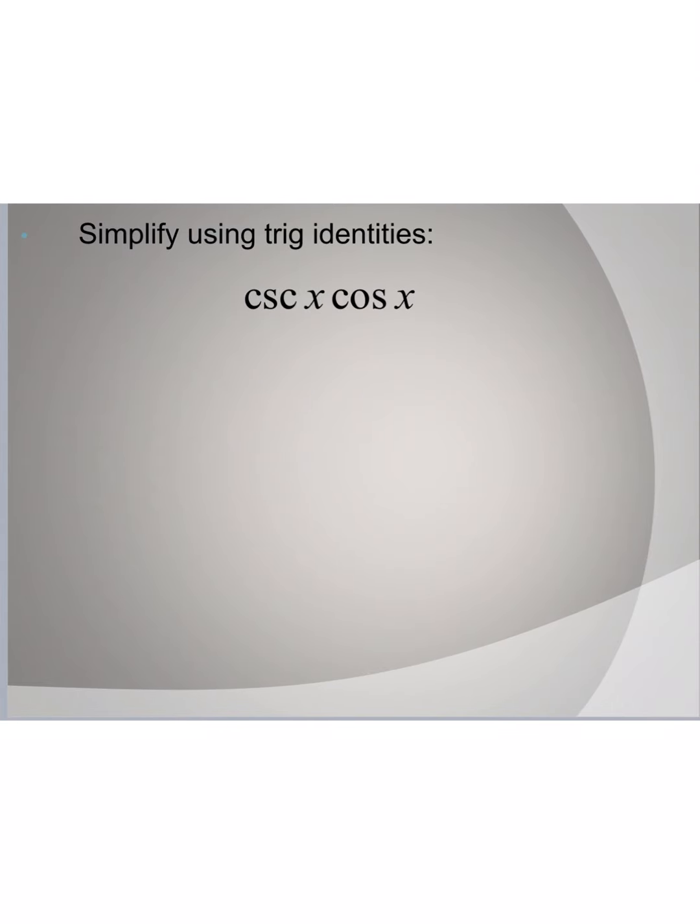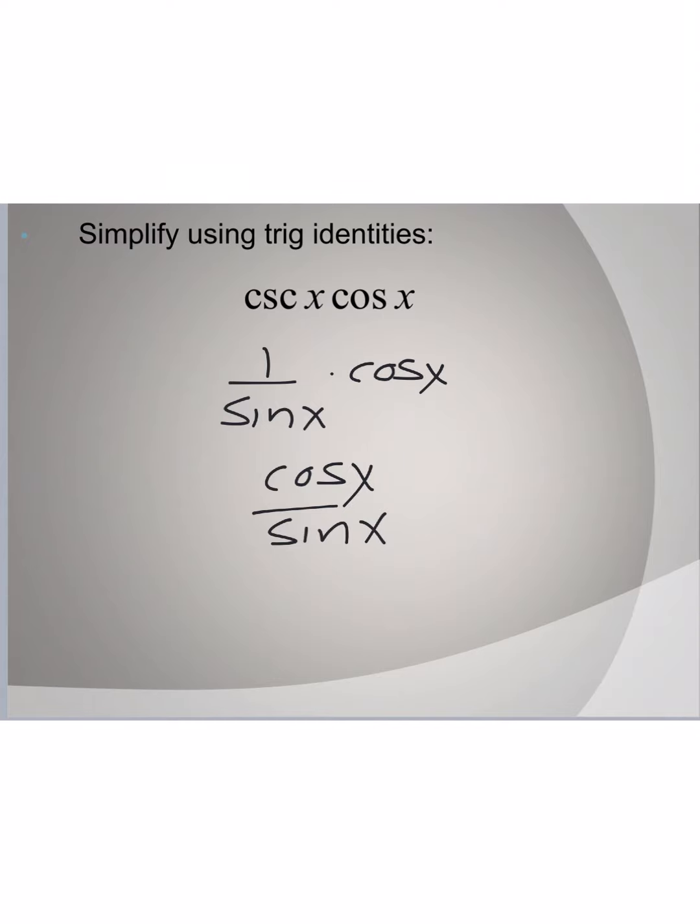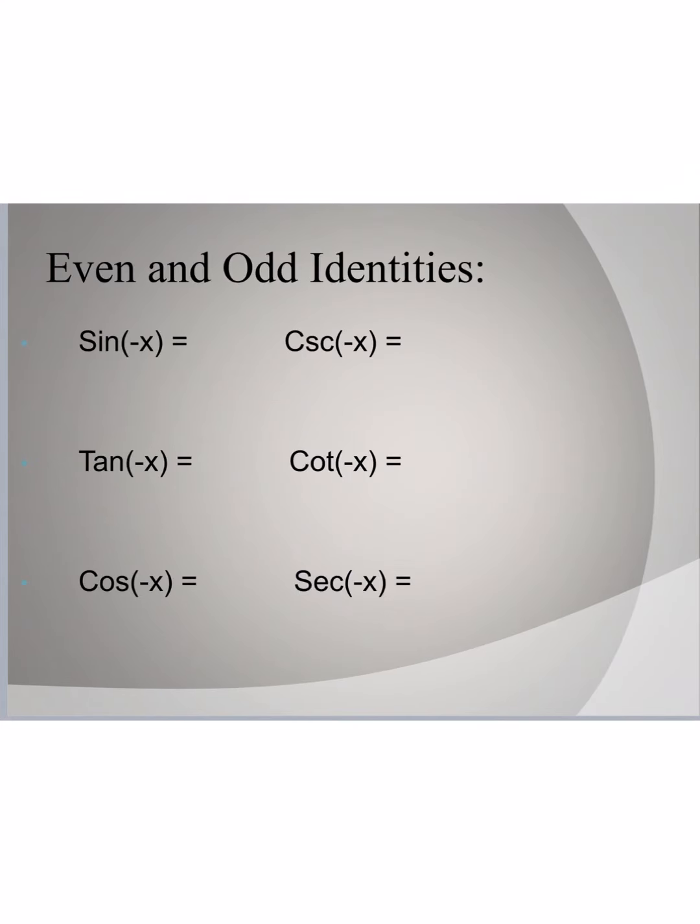All right, for our example here, we have cosecant and cosine. If we want to try and rewrite the cosecant function, the only process we have right now is our reciprocal identity. So I can rewrite that as 1 over the sine of x. And then we can multiply that by the cosine. Once we multiply those together, we end up getting cosine of x over the sine of x. And then recognizing the quotient identity, this can be rewritten as the cotangent of x. And we have simplified our expression.